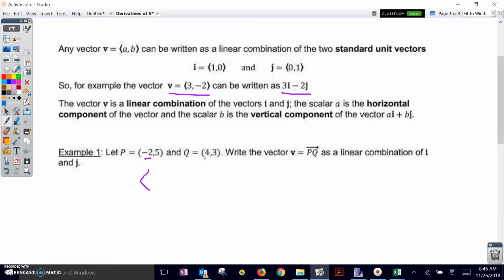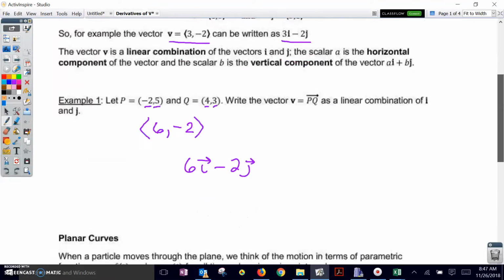Its x component goes from negative 2 to 4, so its x component is going to be 6. And its y component travels from 5 to 3, so its y component is going to be negative 2. To write this as a linear combination of the standard unit vectors, this is going to be 6i minus 2j. And there is your standard vector for this particular vector PQ.